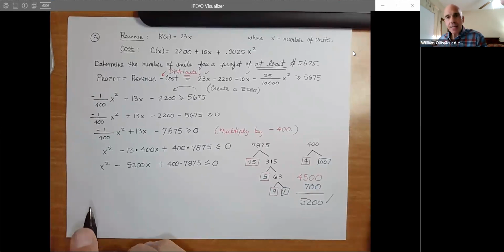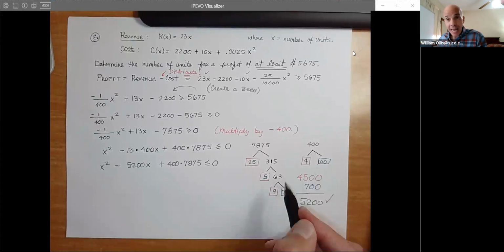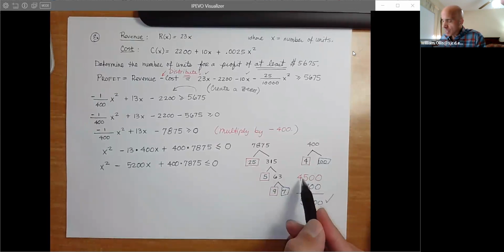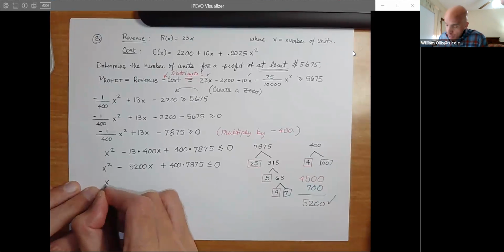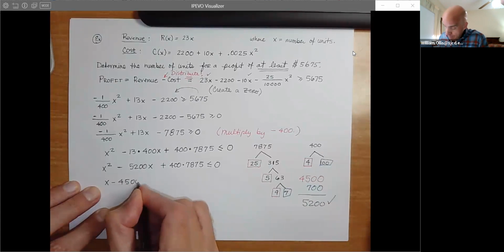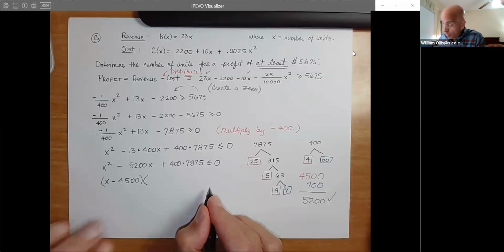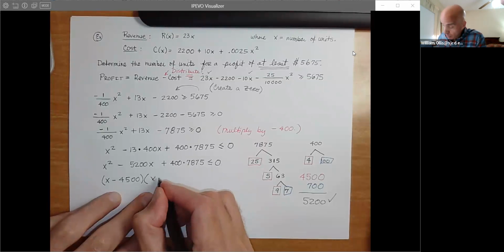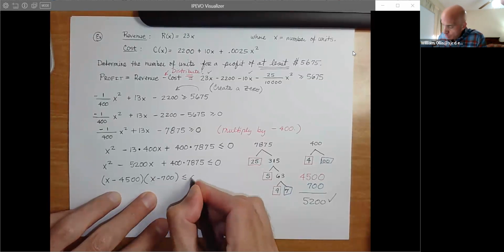So the idea here is that AC works, but boy, we had to do a lot more factoring here to get it to work. Now notice this can be my Z and W as long as I put negatives with them to give me the negative 5,200. So now we have X minus 4,500. These are easy when we have a leading coefficient of 1. We don't have to work as hard. And then X minus 700, and that needs to be less than or equal to 0.